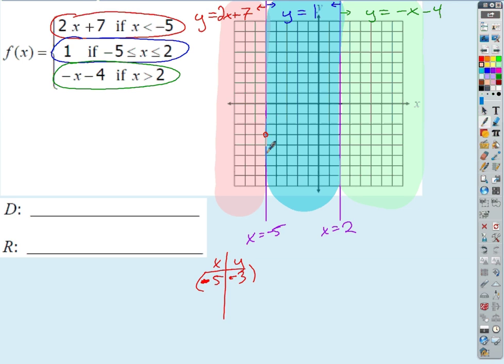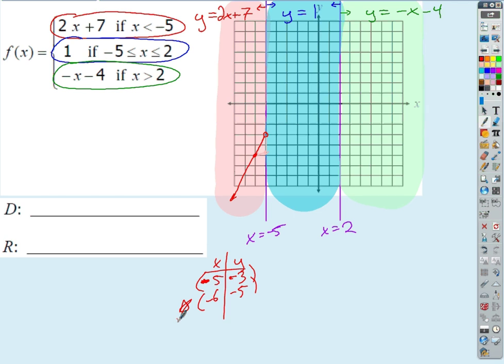I could go down 2 and left 1 and get a point right there. Or I could, if I wanted to, just go negative 6, negative 5, right? Either way, that's my red piece. Okay, the blue one, I don't have to do anything.